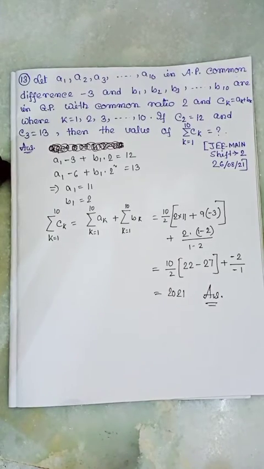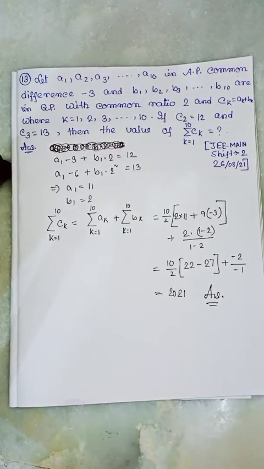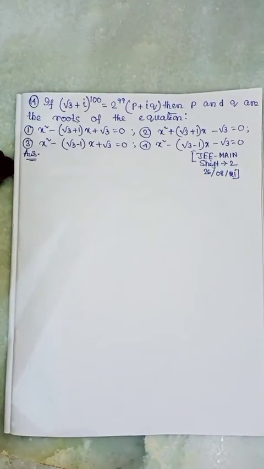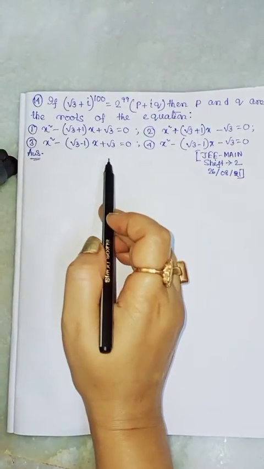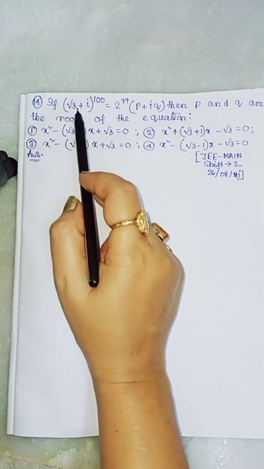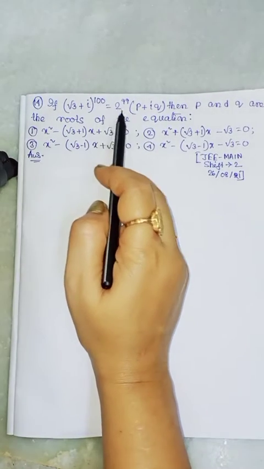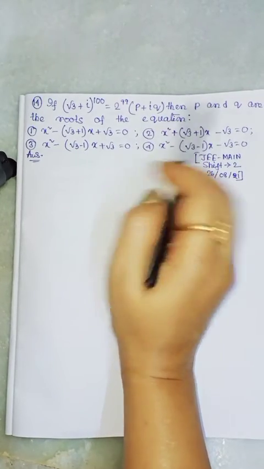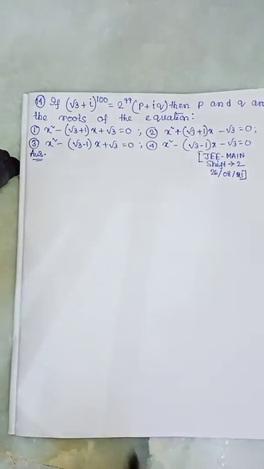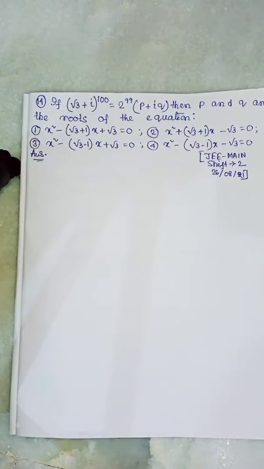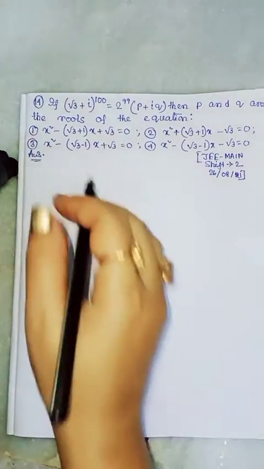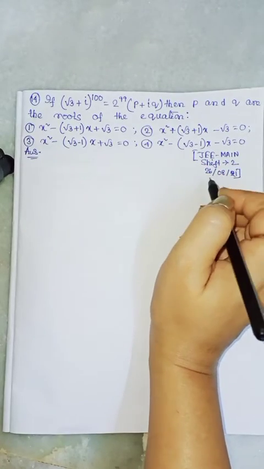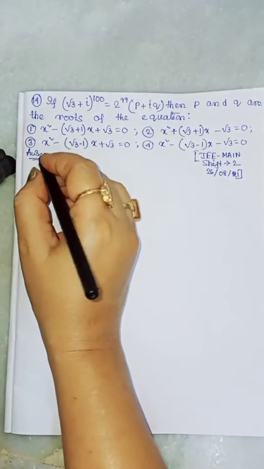Now moving to question 14. So question 14 tells us this is the question in the house of complex number. If root 3 plus iota whole 100 is equal to 2 to the power 99 p plus iota q, then p and q are the roots of the equation, of which 4 options are given. We have to calculate the equation. So this is the question in the house of complex number, JEE Main Shift 2, 26th of August 2021.